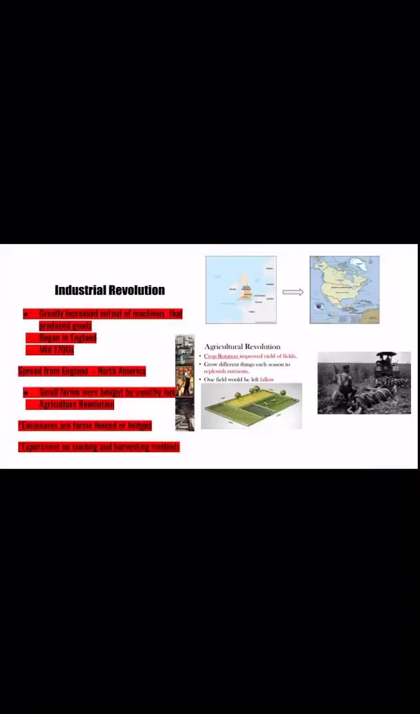The Industrial Revolution greatly increased the output of machines that produced goods. This began in England around the mid-1700s. It spread from England to North America. Small farms were bought by wealthy landowners, which in turn caused an agricultural revolution. Enclosures are farms fenced or hedged, where experiments took place on seeding and harvesting methods.